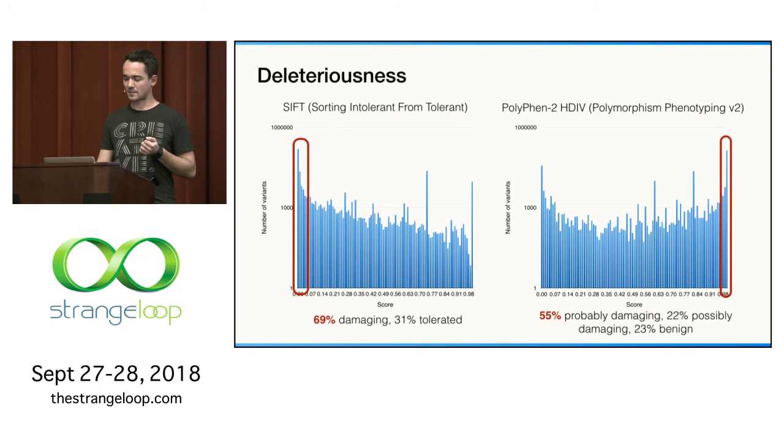But the interesting thing is that SIFT thinks 69% of our variants are damaging, and PolyPhen thinks that 55% of our variants are damaging, which is quite a high number. Even if this was like 10%, I would say that's pretty high. So 55 and 69 is definitely a very positive result.